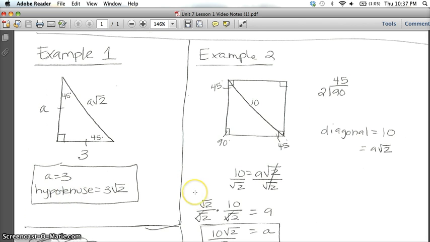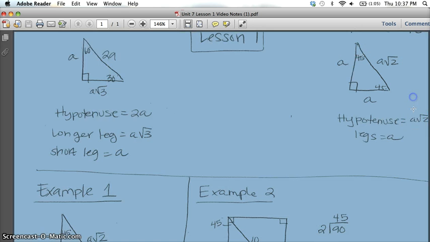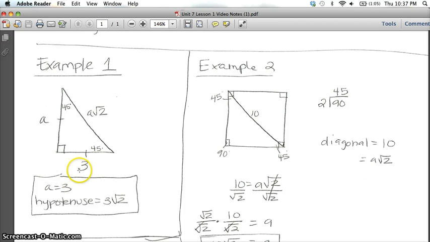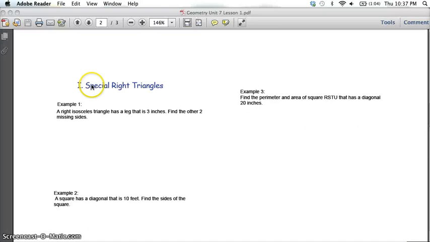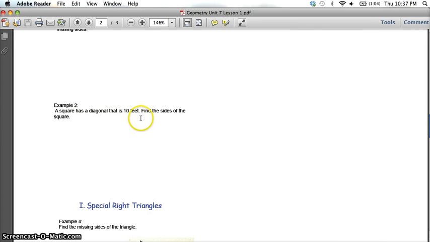And remember the formula for your hypotenuse. Your hypotenuse for a 45, 45, 90 triangle is a square root of 2. So if we know a is 3, then our hypotenuse is going to be 3 square root of 2. All you're going to do is just fill in that formula, okay? So now let's go ahead and go to example 2. Example 2 says a square has a diagonal that is 10 feet. Find the sides of the square.